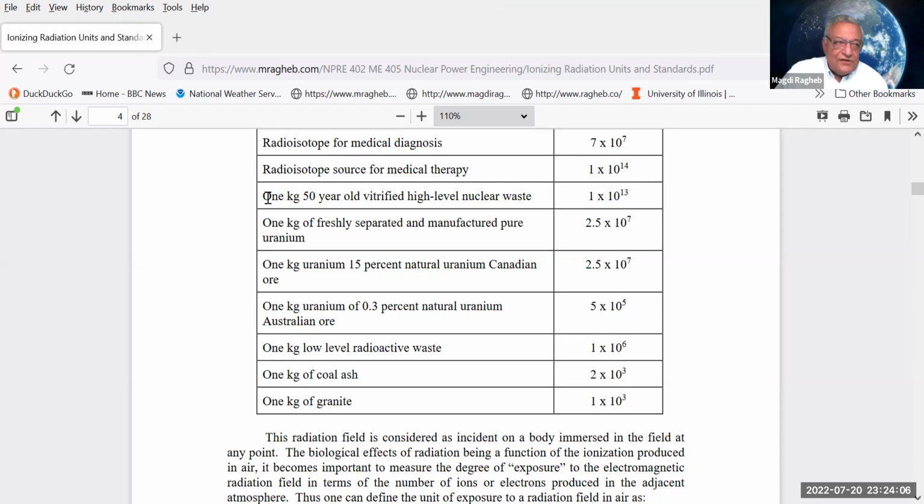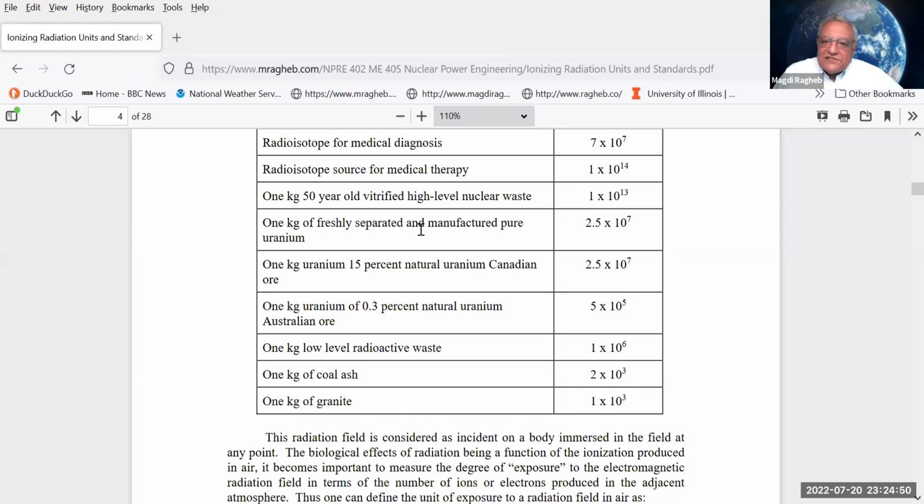Of course, we are generating waste from the fissioning of uranium, and we have to dispose of it. One way of disposing of the waste is to incorporate it in glass. And we know that glass has lasted since olden times without much leaching of the minerals in it. So vitrified means glassified, let's say, classified nuclear waste. We are at the same level of activity as a radioisotope source for medical therapy or the treatment of diseases in general.